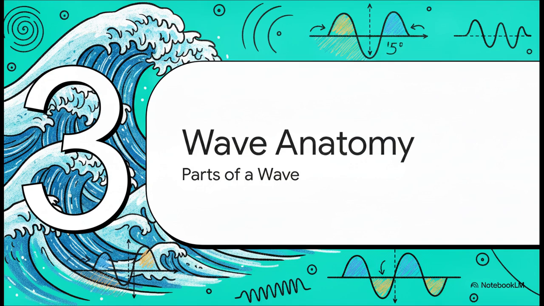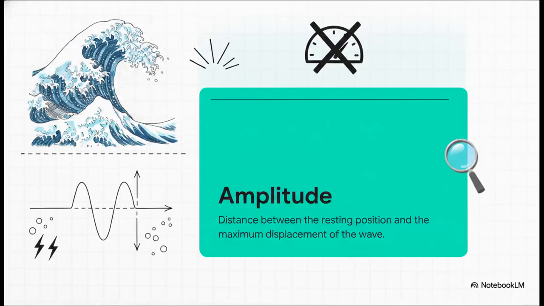All right, let's jump into section 3, the anatomy of a wave. What's super interesting about amplitude is that it's completely independent of how fast the wave is moving. It only depends on how much energy the wave is carrying, kind of like the towering height of a massive tsunami. If you picture a perfectly flat, calm surface of water, that's your resting position. The amplitude is just the maximum distance the water gets displaced from that flat line, whether that's upward to the peak or downward to the lowest point.